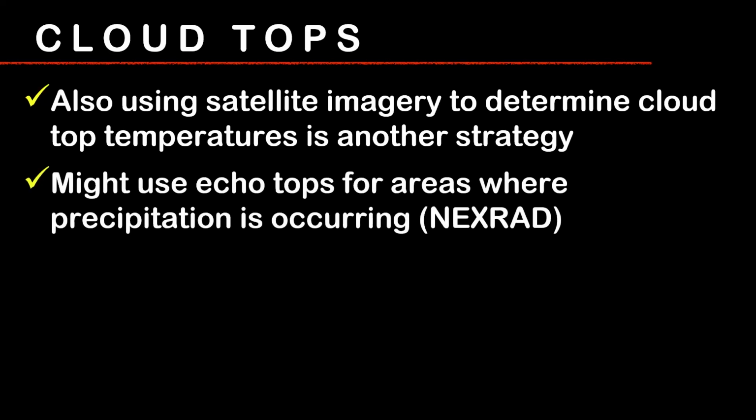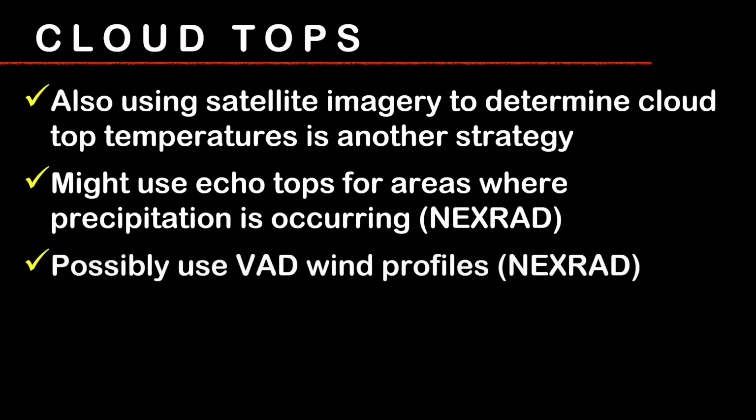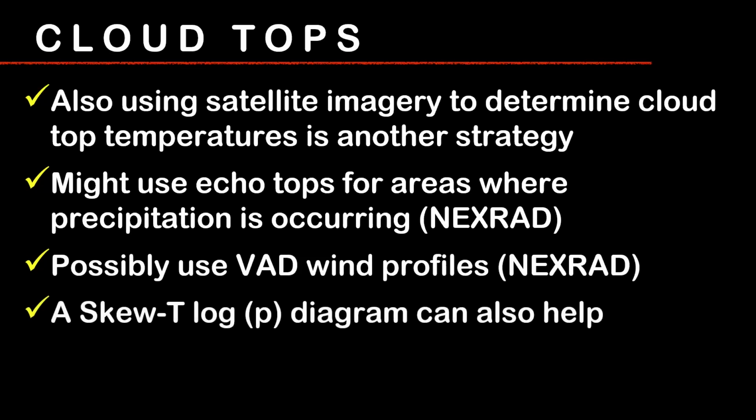So you might also use what's called echotops if there's precipitation occurring. That comes from your NEXRAD. And also something called a VAD wind profile, or VWP. And again, that comes from NEXRAD. And if you're a really techie guy or girl, or you like the details of getting your hands dirty, the SCUT log P diagram can also help.